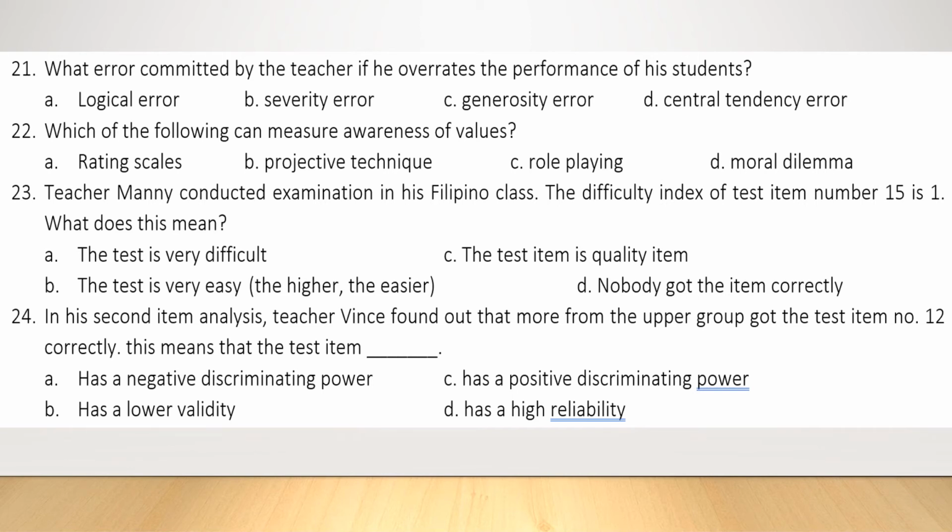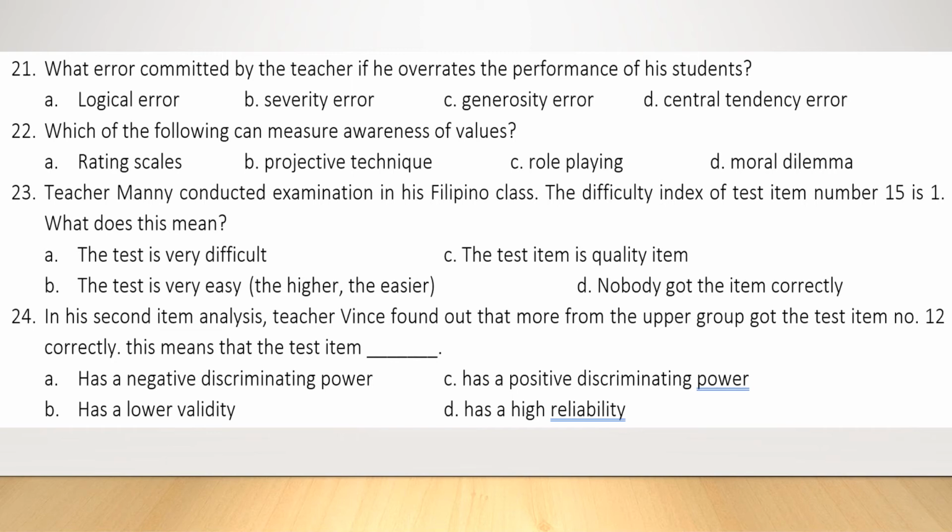So, how will we avoid these errors? Of course, by making a rubric. Una kay rubric, set of criteria, guided ka in rating the performance of your students. So again, the correct answer for number 21 is generosity error. Number 22.